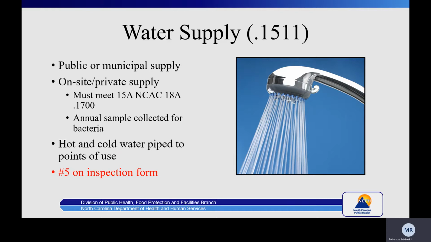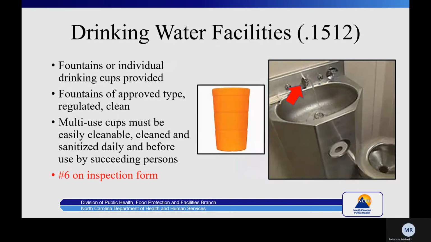These issues would be addressed under number 5 on the inspection form. For drinking water facilities listed under 1512, we're either going to have fountains or individual drinking cups provided, and you see pictures of both of those types of items on the screen. So on the left, you've got a typical drinking cup that you'll see is durable. It should be easy to clean.